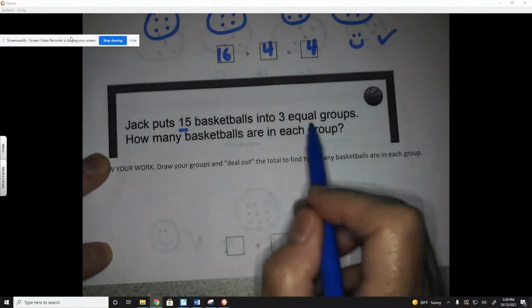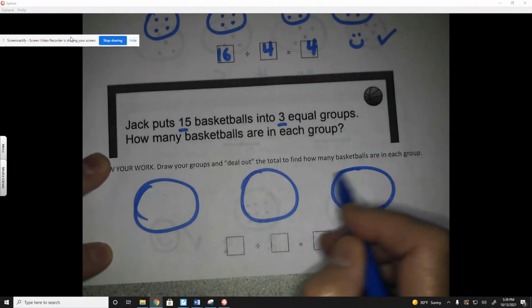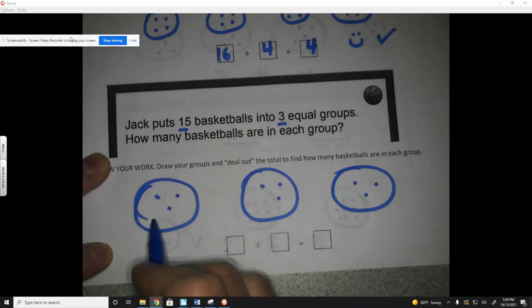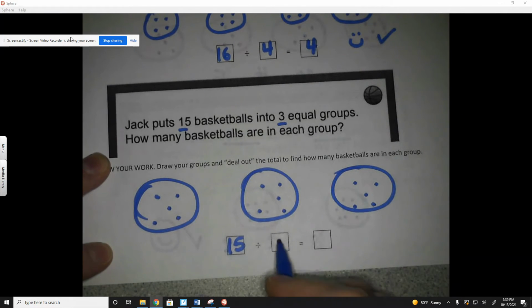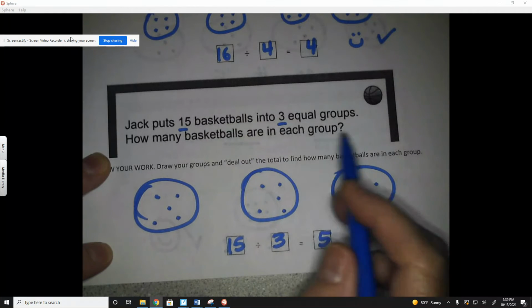Jack puts 15 basketballs into 3 equal groups. 1, 2, 3, 4, 5, 6, 7, 8, 9, 10, 11, 12, 13, 14, 15. So 15 basketballs put into 3 equal groups means you're going to have 5 basketballs in each group.